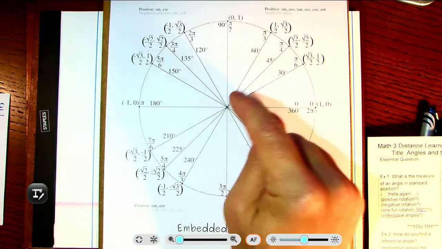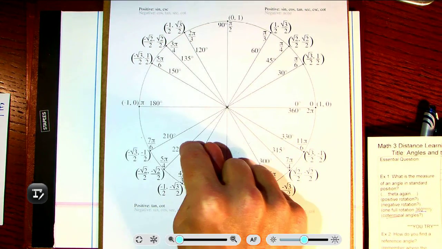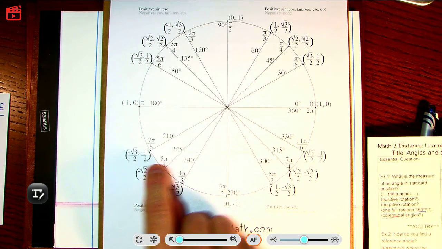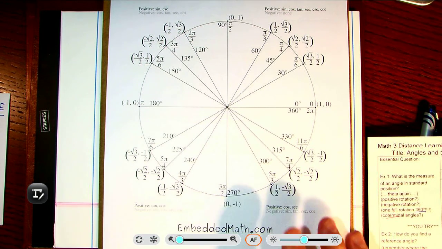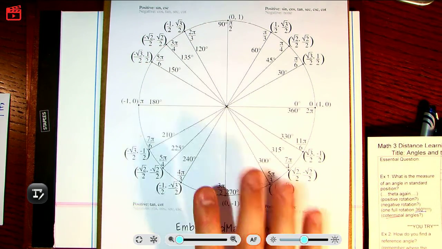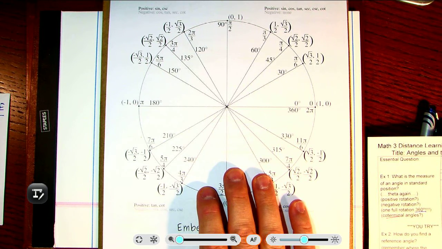And then again, you've got reference angles of 30, 45, and 60 here in quadrant 3. Look at how both coordinates are negative. Okay? So you need to memorize every single number and angle measure on here in every single way.